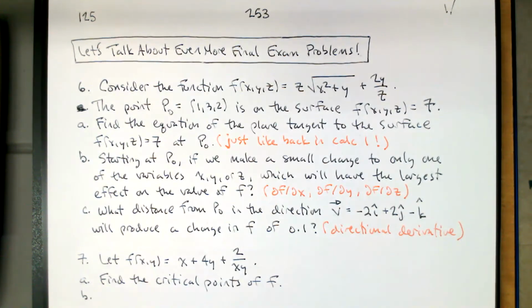We have a function of three variables, and we're considering a particular level surface of this function of three variables. And I asked the standard first derivative calculus questions. Find the equation of the plane tangent to the surface at a point.